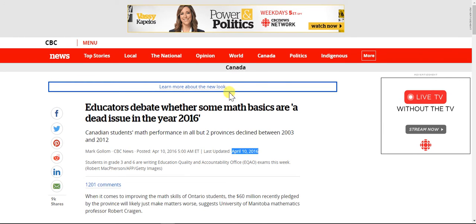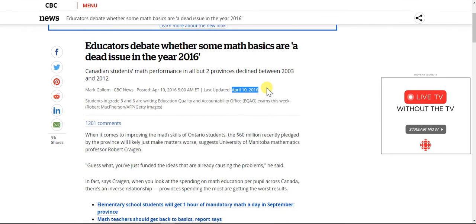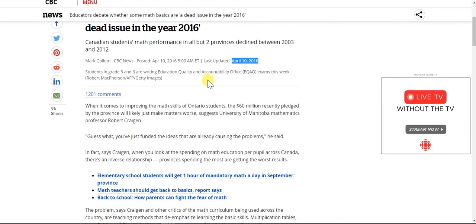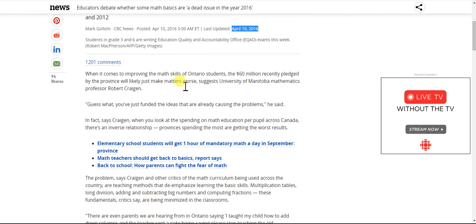Okay, so this is an article from April 10th, 2016. Educators debate whether some math basics are a dead issue in the year 2016. No, they're just trying to muddy the waters and continue teaching this ineffectual math. Again, it doesn't make any sense. When we get to the PISA results, you'll see clearly the drops, and going down this pathway doesn't make sense. Why continue with something that's not working? Okay, so I'll go through this because it's a pretty good article. This link will be in the description.